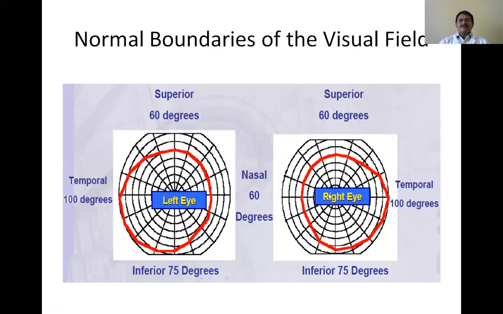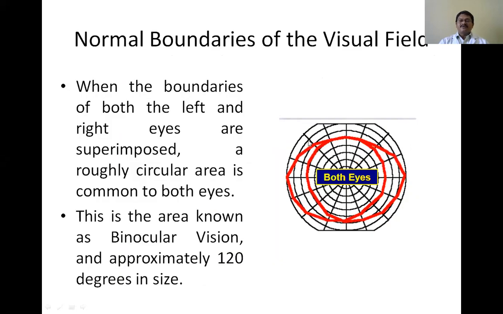The normal boundaries of the visual field: superior 60 degrees, inferior 75, nasal 60, temporal 100 degrees. These are for the left and right eye. Binocularly, it is approximately 120 degrees in the center when you plot it. The boundaries of both eyes are superimposed, roughly circular, though some will have a heart shape. This area is binocular vision, approximately 120 degrees.